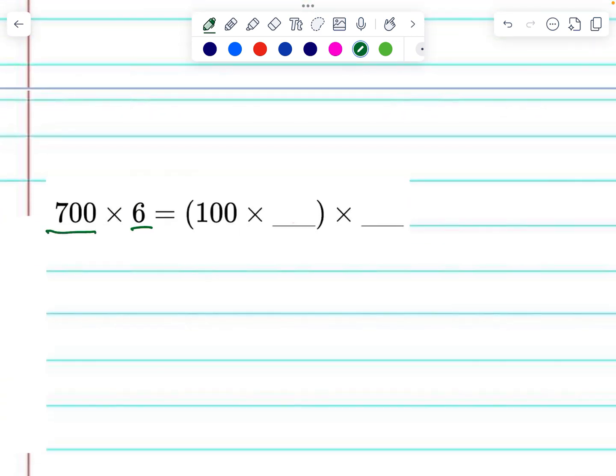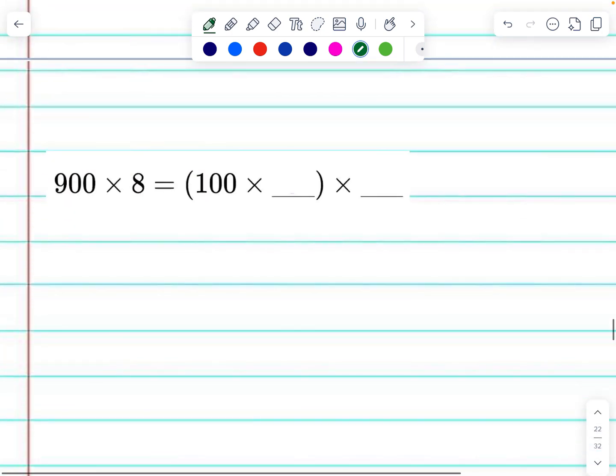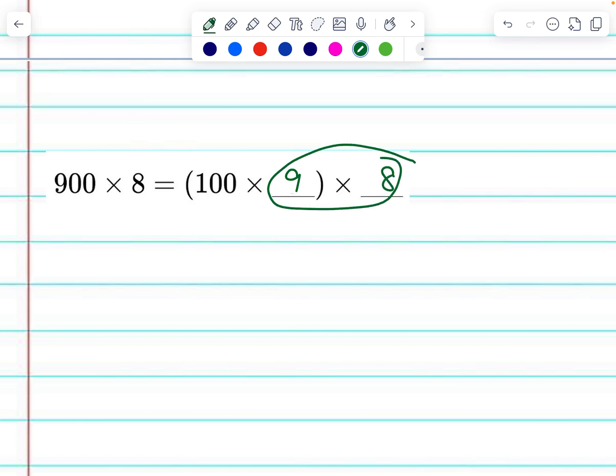700 times 6. 100 times 7 times 6. Combine these two first. 42 times 100. I get 4,200. 900 times 8. 100 times 9 times 8. Combine these two. That is 72 times 100, which is 7,200.